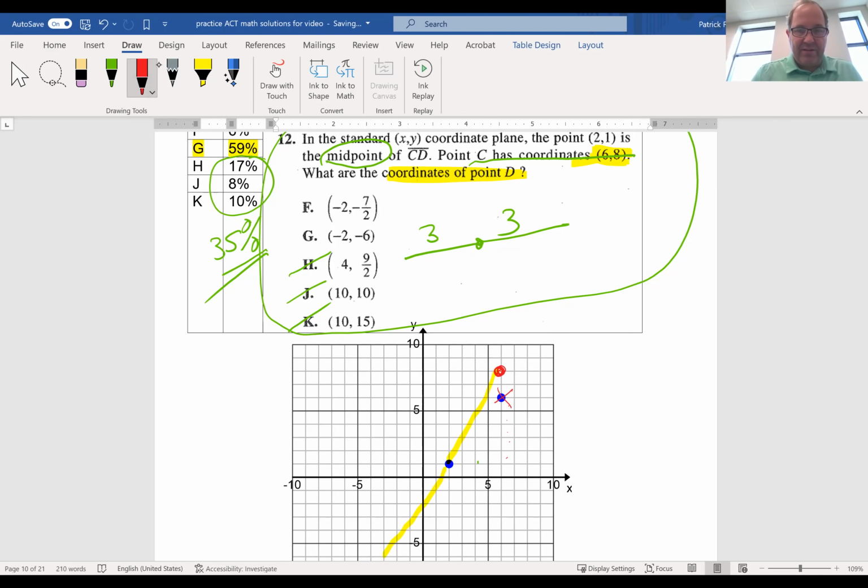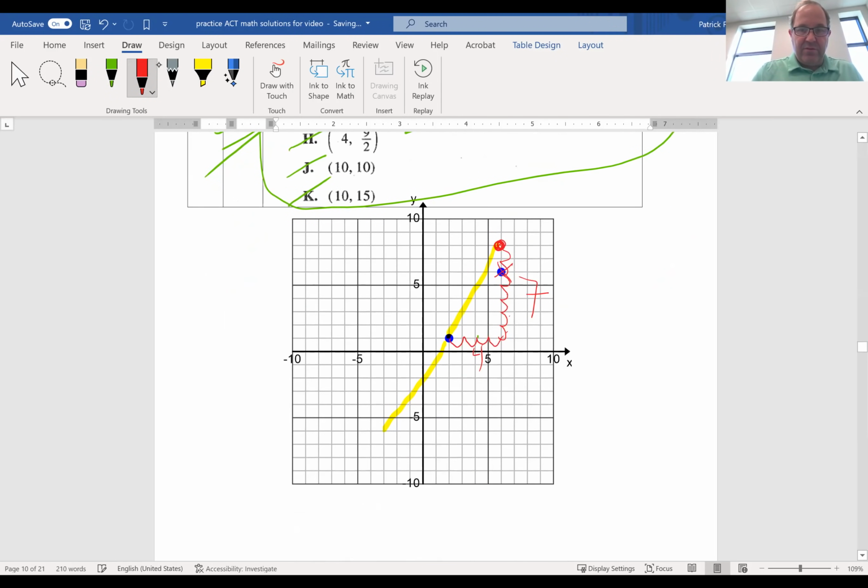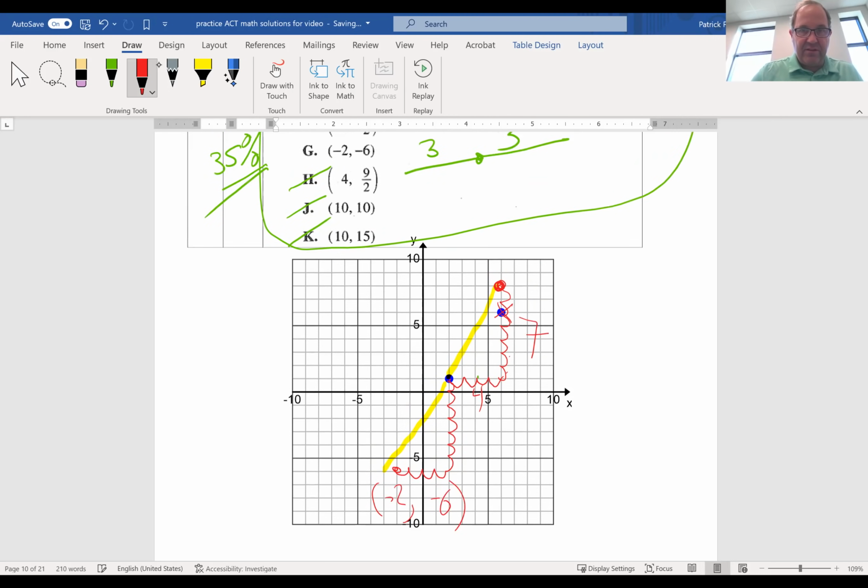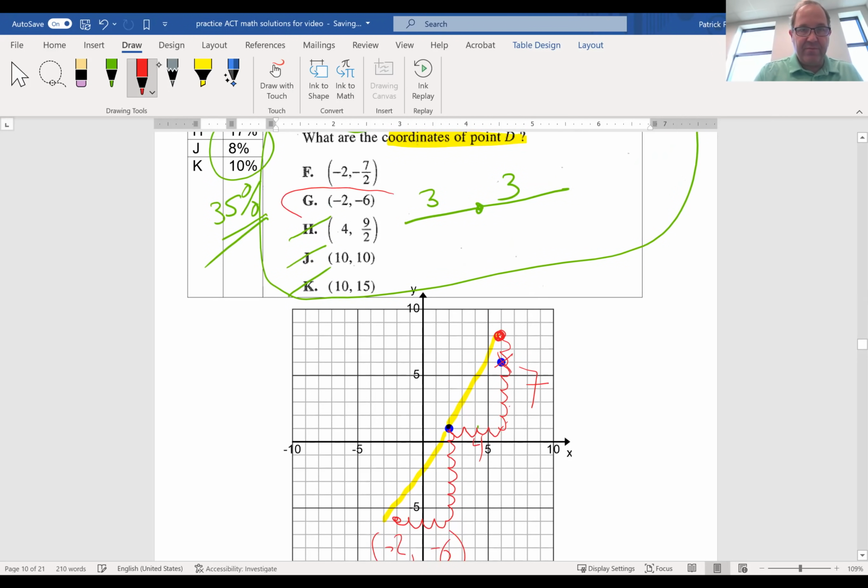So now let's go back and check it out here. 1, 2, 3, 4, 5, 6, down 7 over 1, 2, 3, 4. We'll do it again, down 7 and over 4. So that's at -2, -6. And if I look at this, there it is. Okay, I think graphing is probably an easier way to do it.